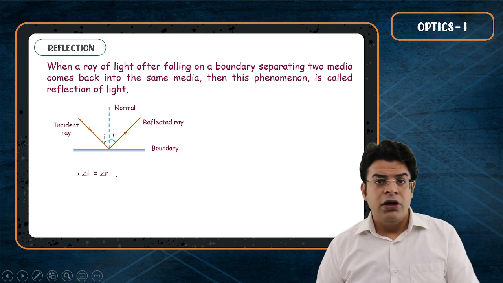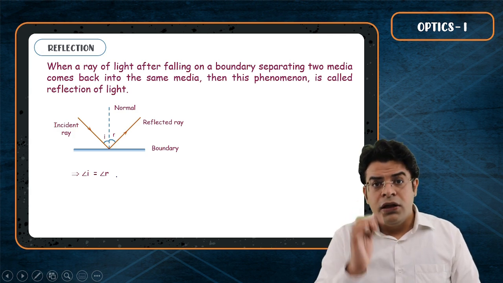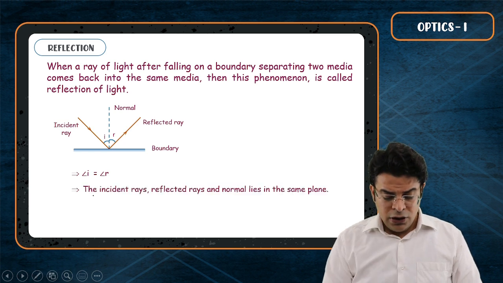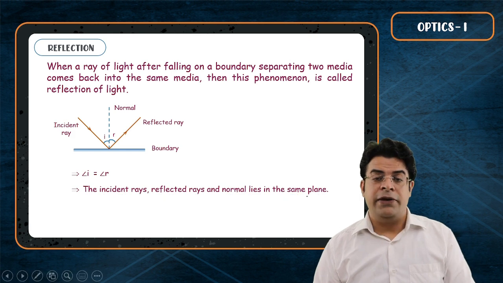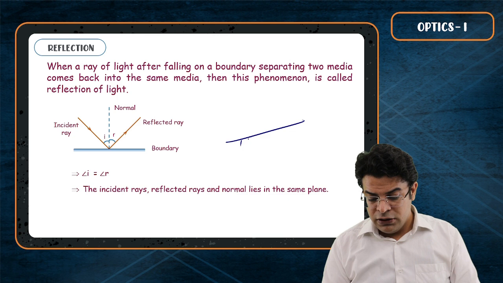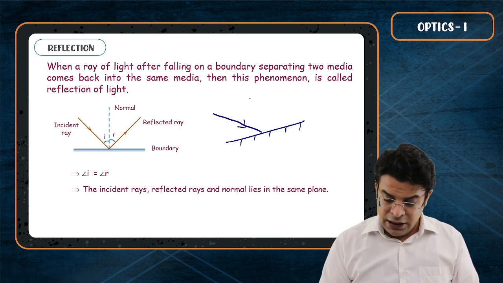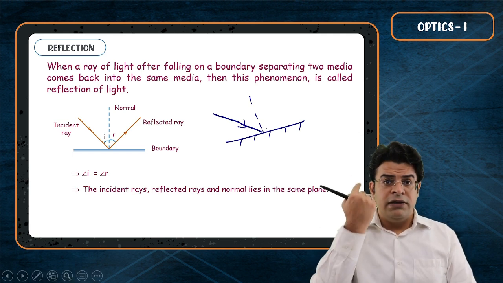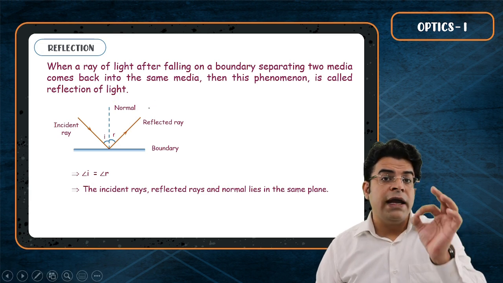So the law of reflection tells us that the angle of incidence is equal to the angle of reflection. But this is not the complete law. The complete law goes like this. The angle of incidence is equal to the angle of reflection and the incident ray, reflected ray and normal lie in the same plane. So you can't have a surface where the light ray is incident, here you have the normal, and after reflection the ray comes out of the plane. That can't happen. The incident ray, the normal and the reflected ray all lie in the same plane.